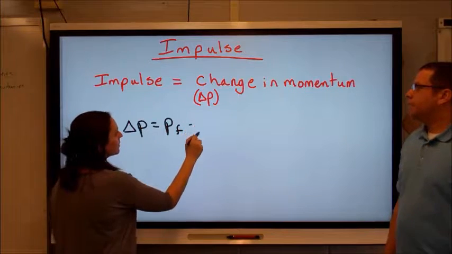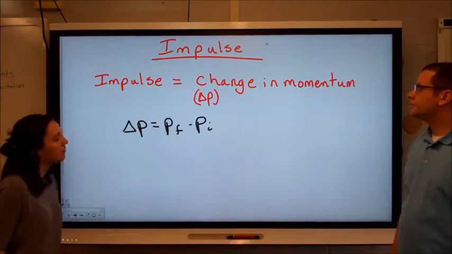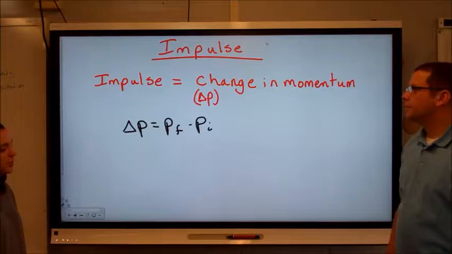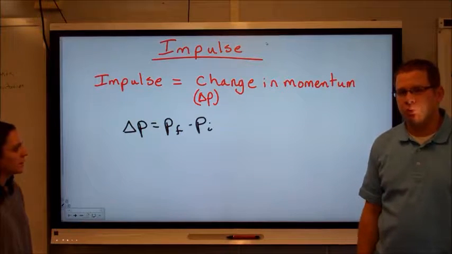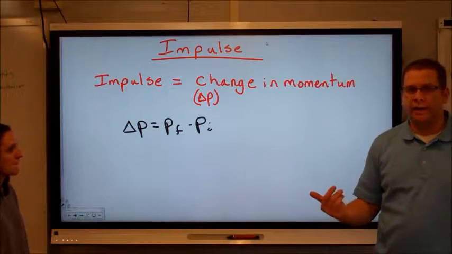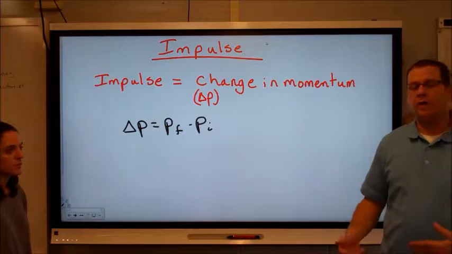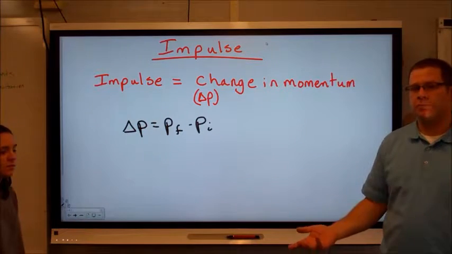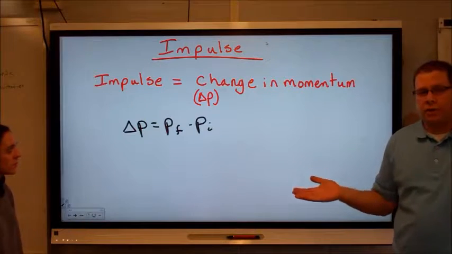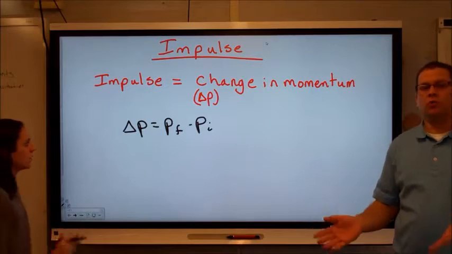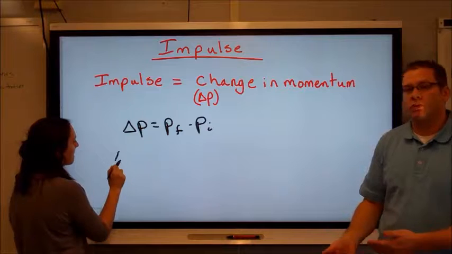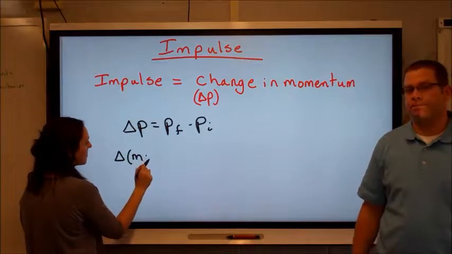So let's write that out. We're doing final momentum minus initial momentum. So when does this happen? You have a car on a road that either speeds up or slows down. How could that car change its momentum? The mass of the car doesn't change. So what would have to change in order for the car's momentum to change?